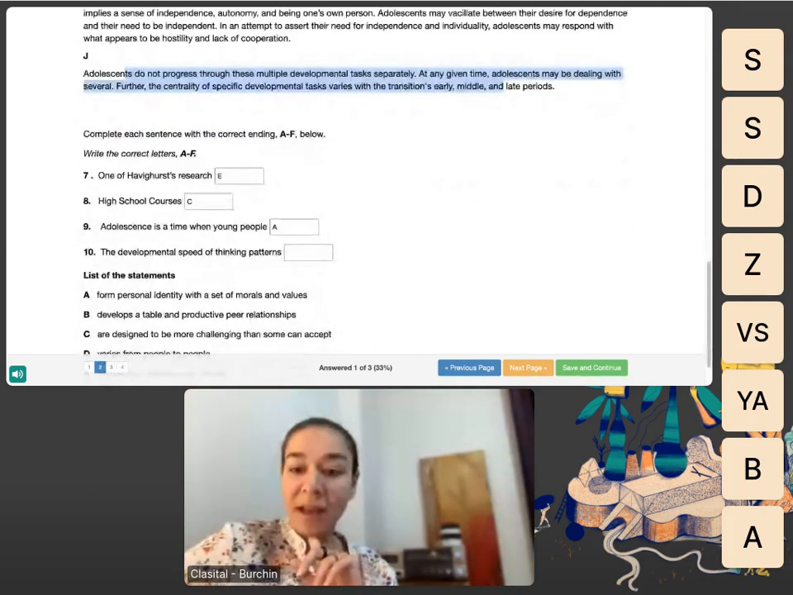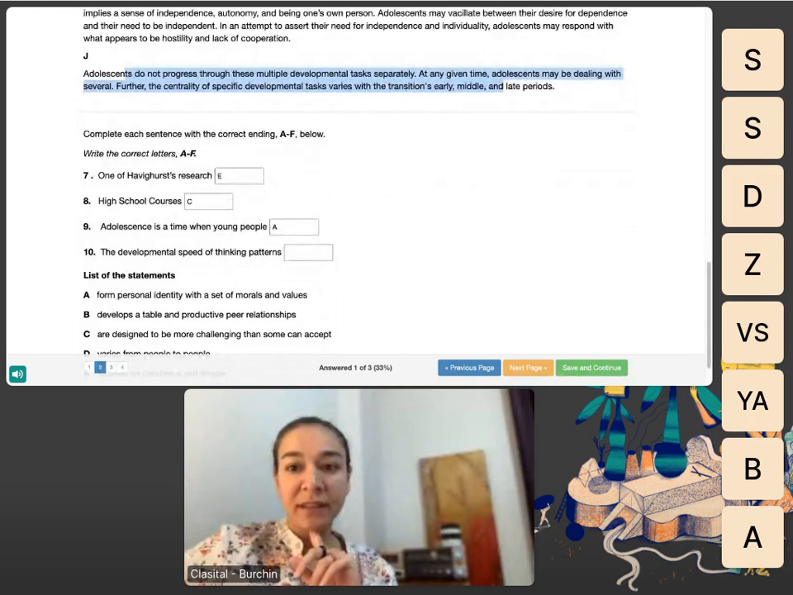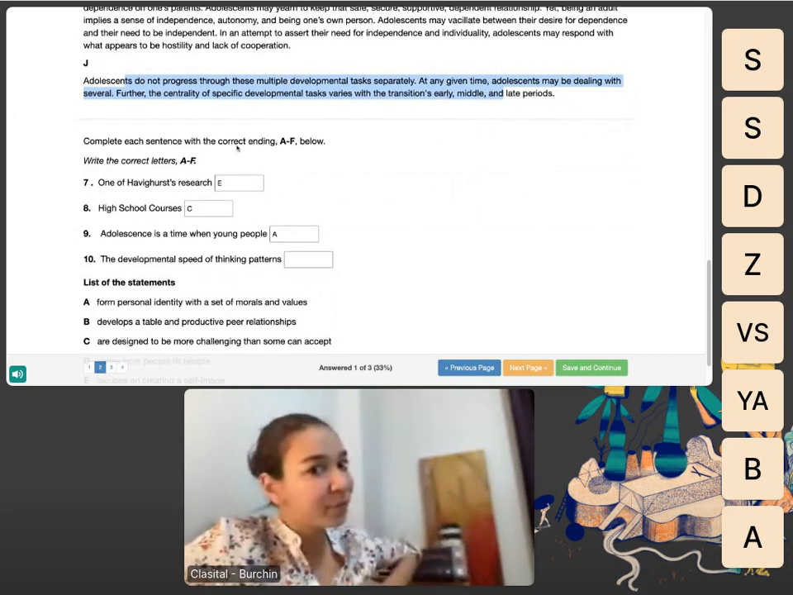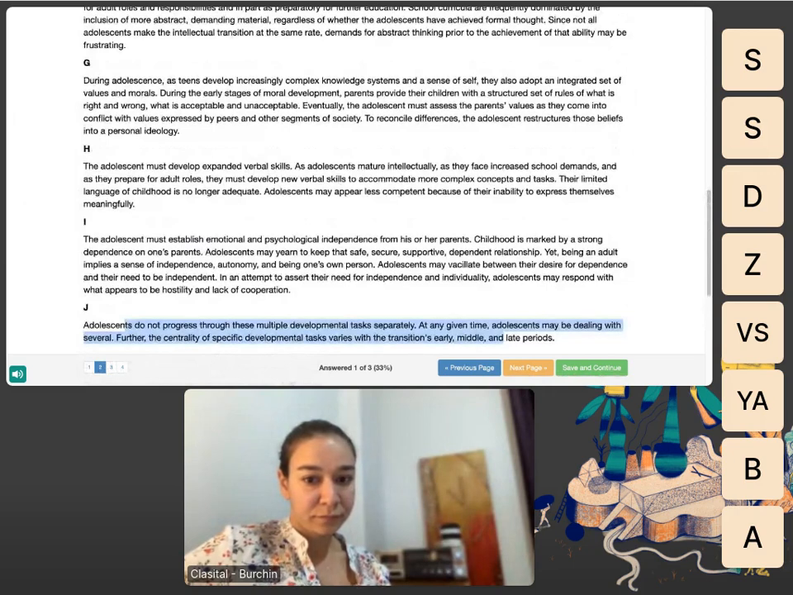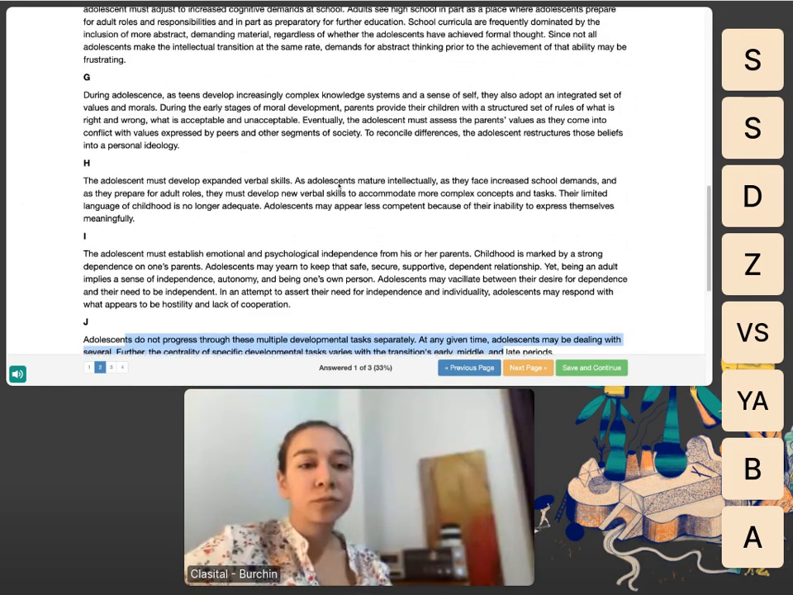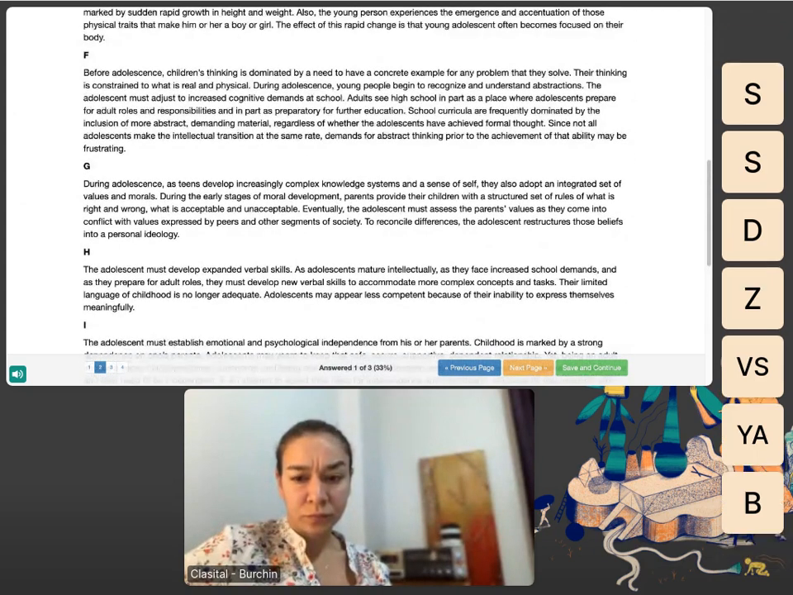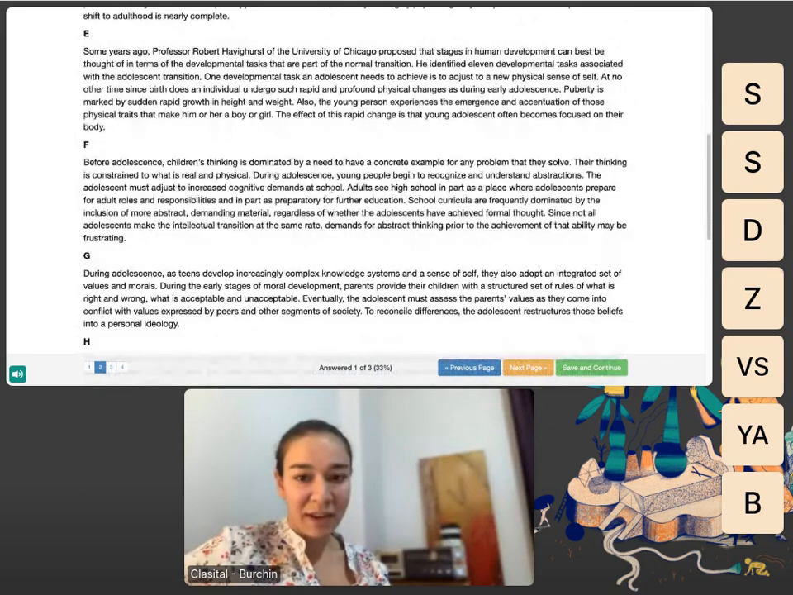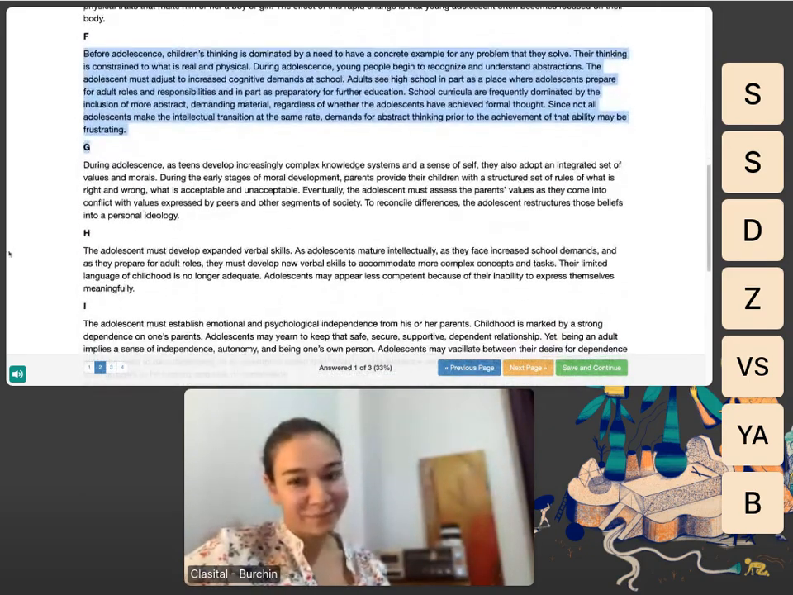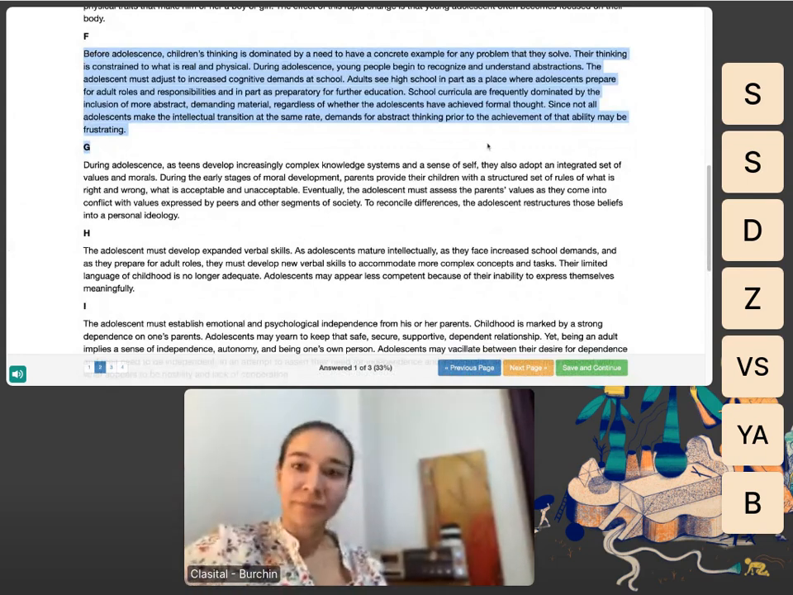What do you think? I have 1D. The developmental speed of thinking patterns varies from people to people. Actually, the location is somewhere here. What do you think? For me, it is here.